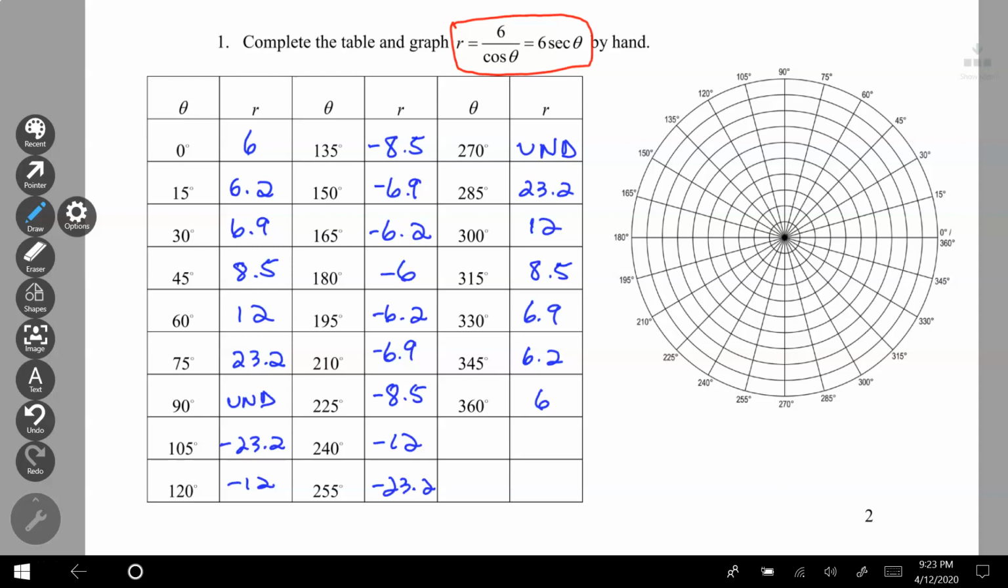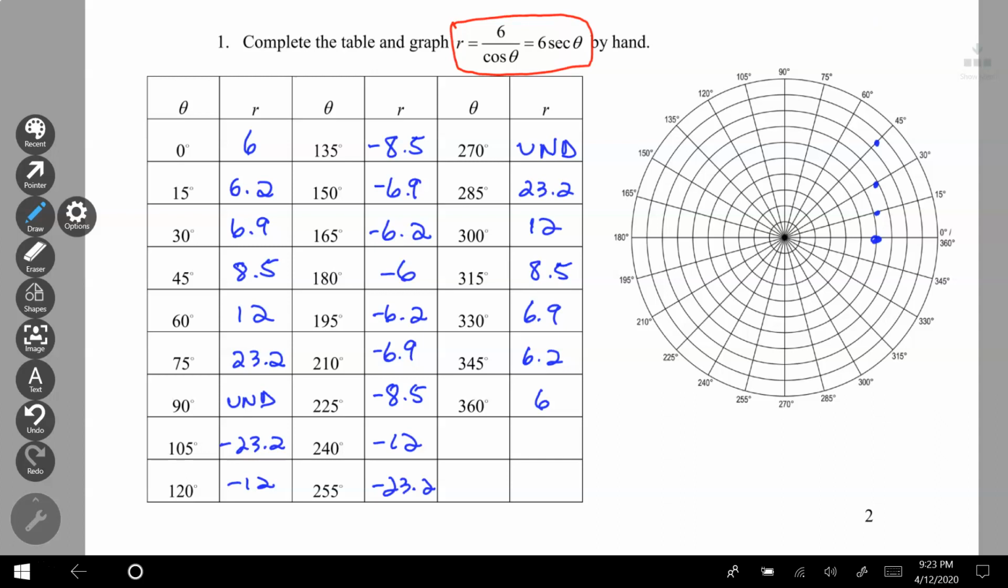Okay, I've completed this table using my graphing calculator. I'm now going to plot these points. At 0 degrees, I'm going to go out to 6. 1, 2, 3, 4, 5, 6. At 15 degrees, I'm going to be at 6.2. At 30 degrees, I'm going to be at 6.9. At 45 degrees, I'm going to be at 8.5. 60 degrees, I'm going to be at 12. That's off the grid. 75 degrees, I'm going to be at 23.2. That's off the grid. 90 degrees, I'm going to be undefined.